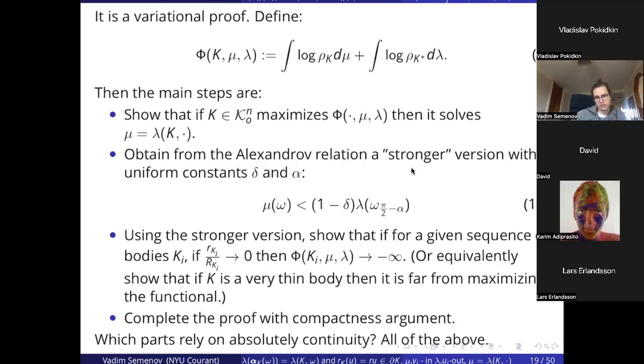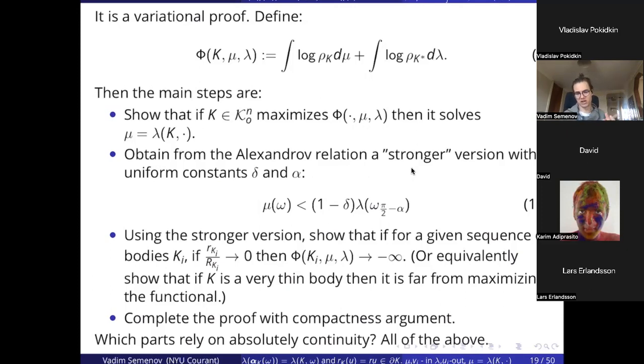And in order to use compactness result, you need some estimate on the inner and outer radius of the body, because, for example, you take a sequence of the bodies and then they can thin out and then they will approach something lower dimensional. And this body of lower dimension clearly does not solve the Gauss image problem, but it's going to be a maximizer of the function. So we need to show two things.